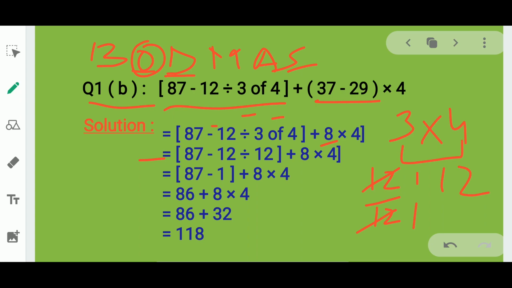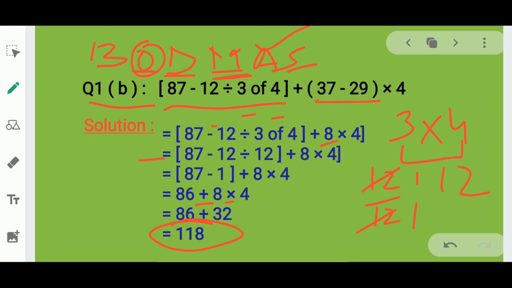Now we have solved the big bracket, so we remove it. Now we have 86 plus 8 multiplied by 4. We again have two signs. The first one is the sign of addition, and the second one is the sign of multiplication. As you all know, multiplication comes before addition, so we have to multiply first. When we multiply 8 by 4, we get 32, because 8 fours are 32. Now we have 86 plus 32. Both are positive integers. They add and we get 118 as the final answer.